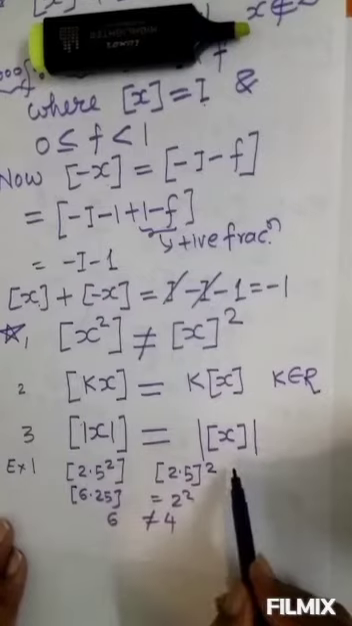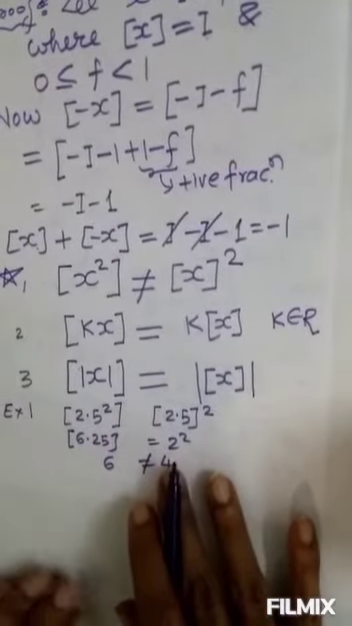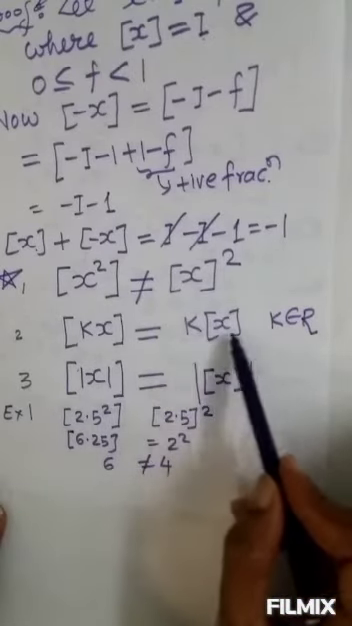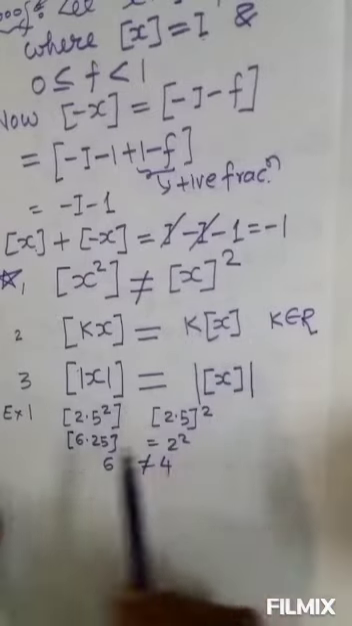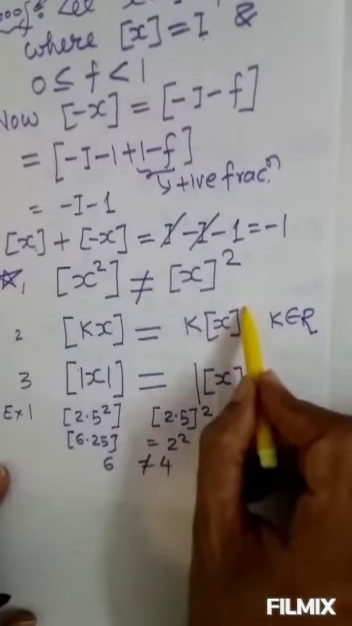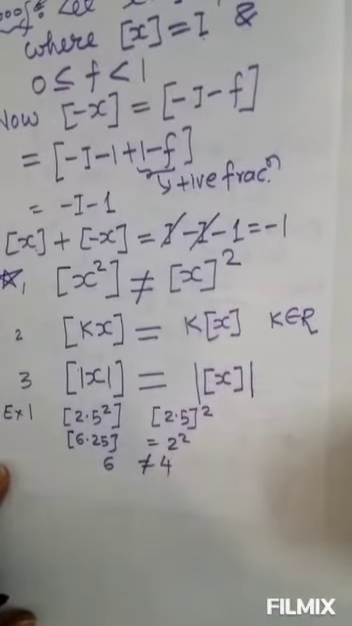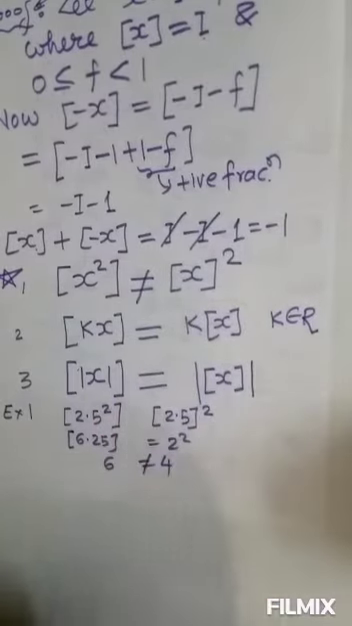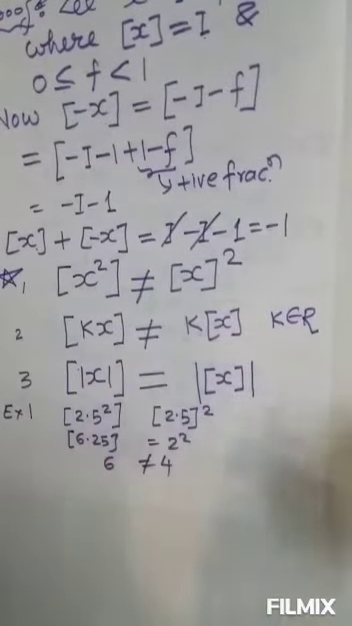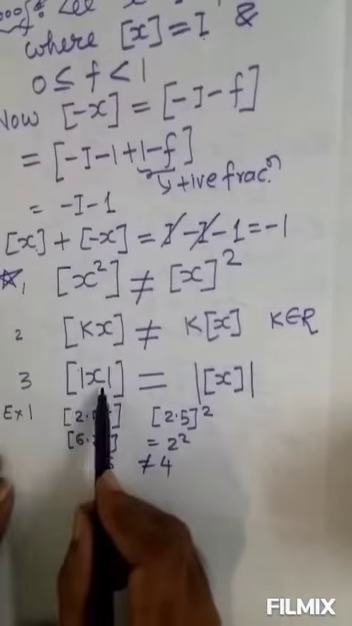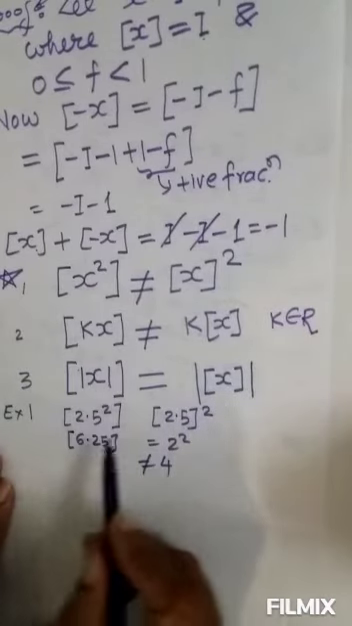Similarly, we can take an example for the second one, kx. Since k is any real number, k into an integer may not be an integer. So this is not an integer always, but this is an integer, so we can directly say without any example that these are not equal. In the second case, we can take an example also. Similarly, in the third, mod of greatest integer x.